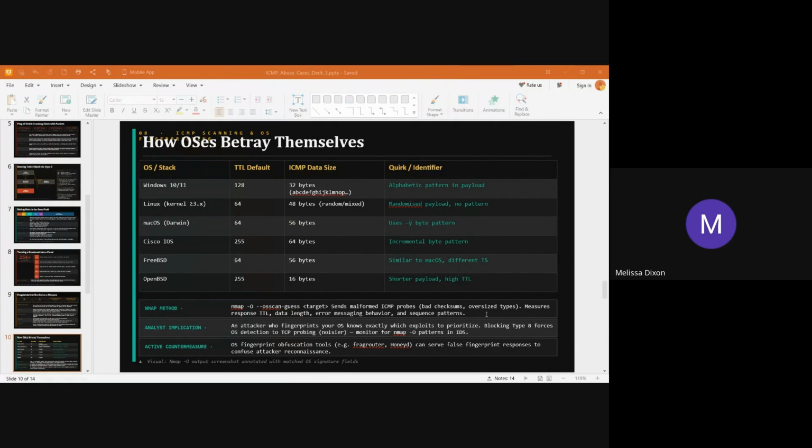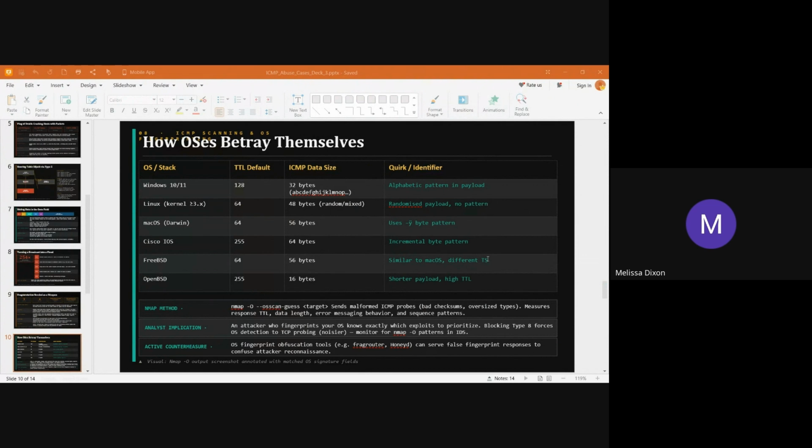These patterns are stable across operating system versions within the same family. So they run about the same within their operating systems. So we have Nmap -O process. It's not just one ICMP ping.